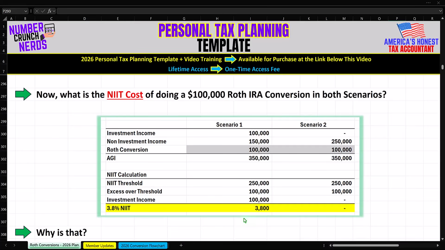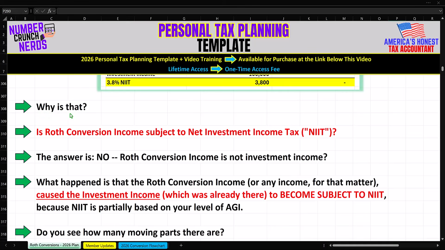And the answer I'm hoping you came up with is $3,800 of net investment income tax cost for scenario 1. And $0 of net investment income tax cost for scenario 2. Okay, now why is that? Is the Roth conversion income subject to the net investment income tax? And the answer to that is no.